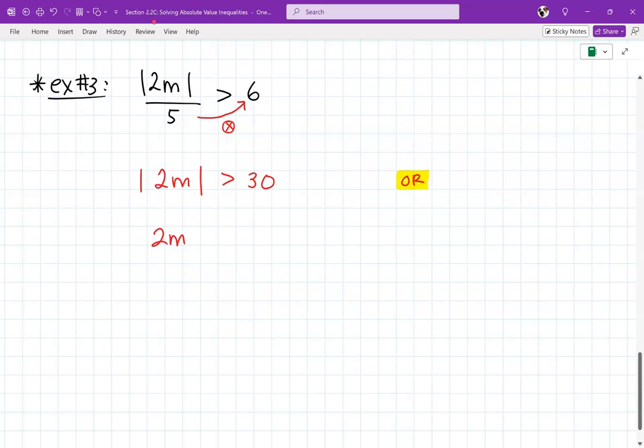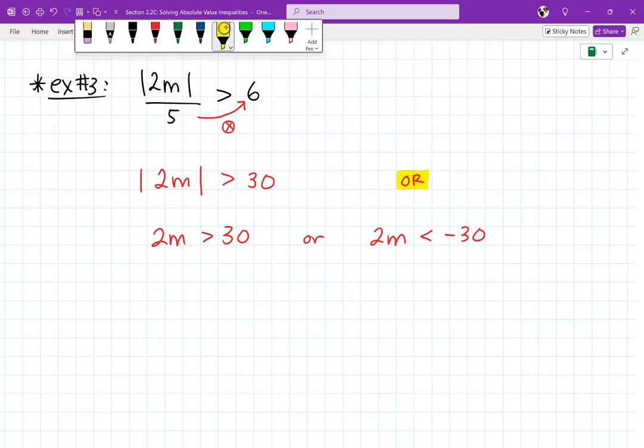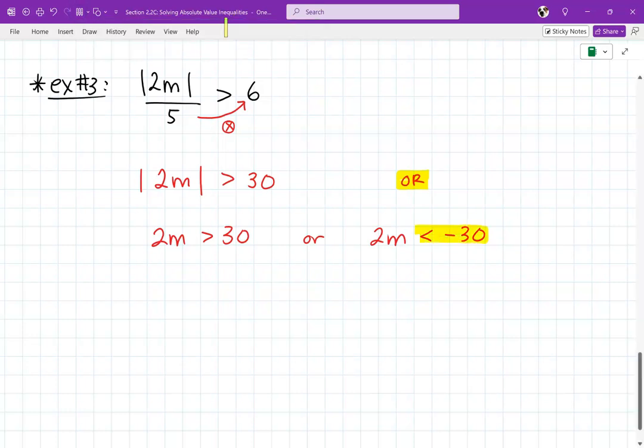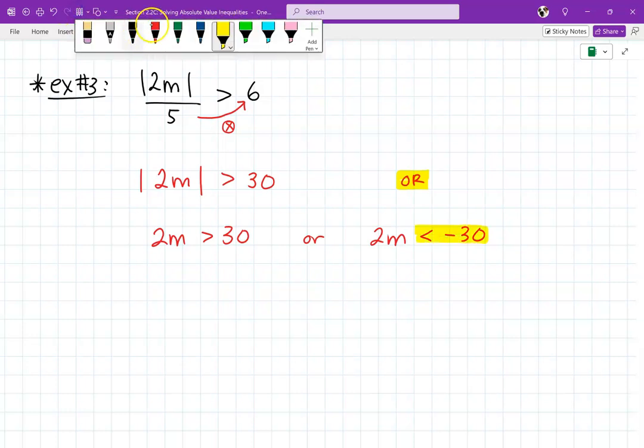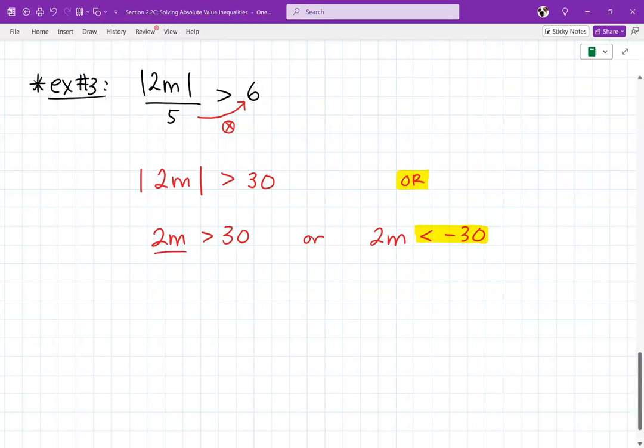2m is greater than 30, or 2m is less than negative 30. Remember, you change the symbol, you change the sign. Okay, you gotta change both. So I just divide both sides by 2. M is greater than 15. Divide this by 2. M is less than negative 15. Let me fix that here.